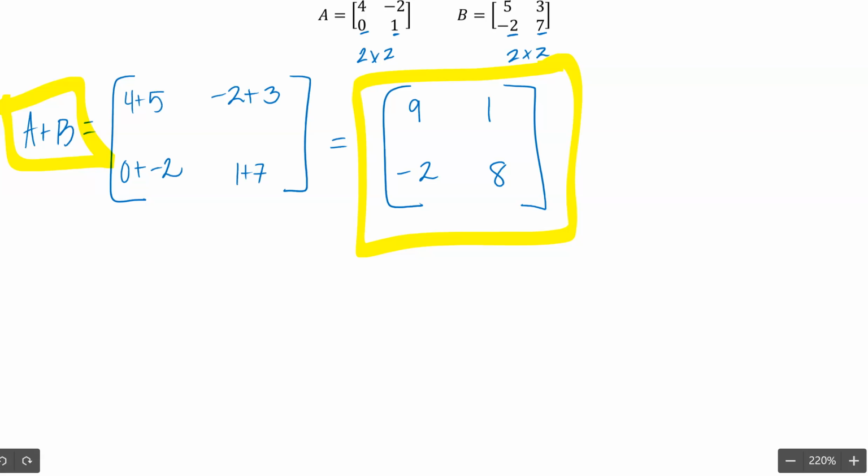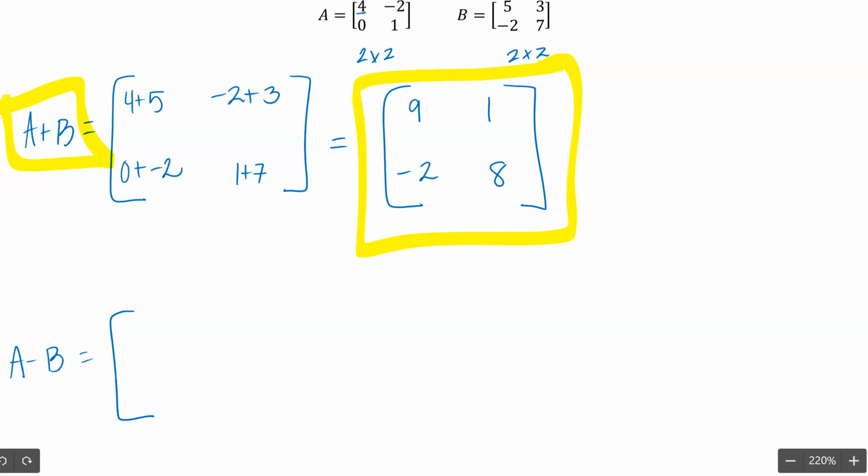Now A minus B works very much the same way, except you're subtracting. So my suggestion to you is to pause the video, do A minus B for yourself, and play it when you're ready to check your answers. A minus B. So we're still going to use the same entries as we did for addition. We're just going to subtract now, A minus B.